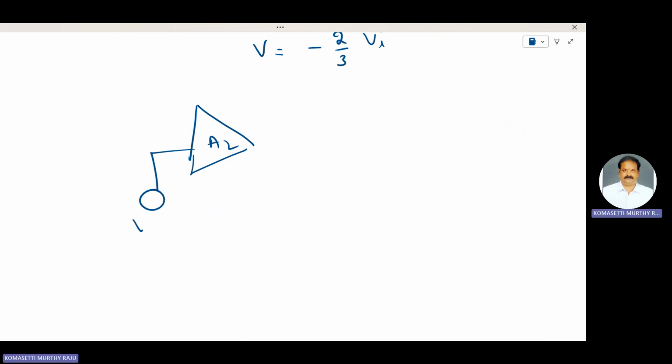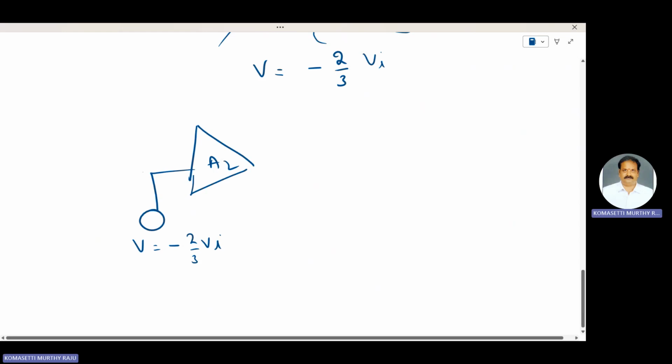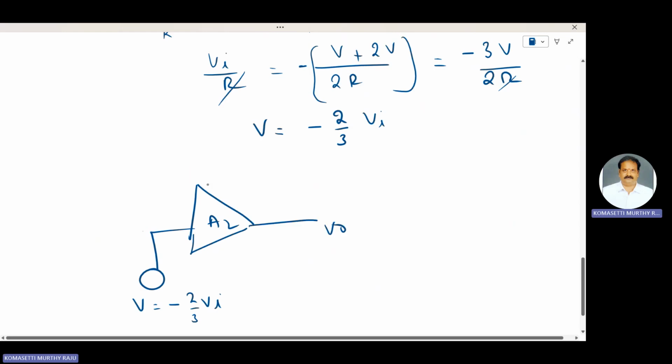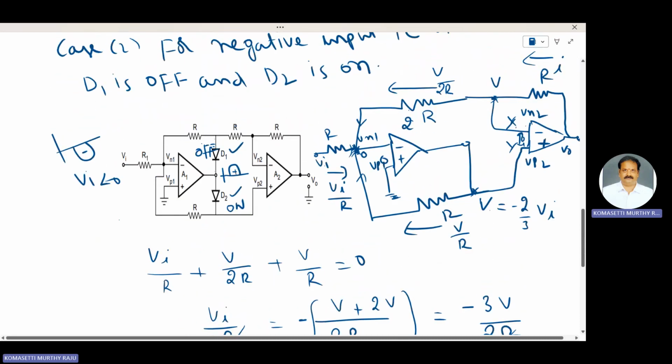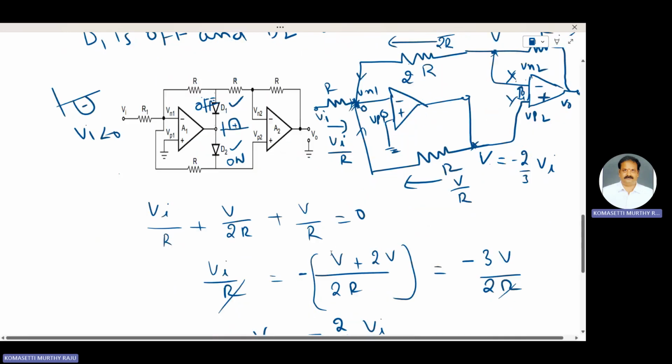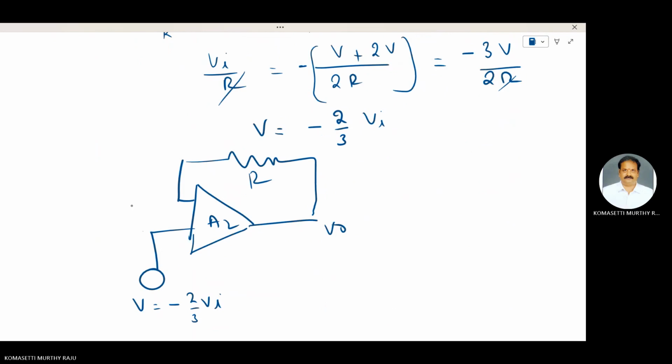This voltage is V. V is equal to minus 2 by 3 VI. This one is V naught. Some resistance R is there here. This is the resistance R. This one is 2R, and its other end is connected to ground. Therefore, this is the non-inverting op amp configuration.